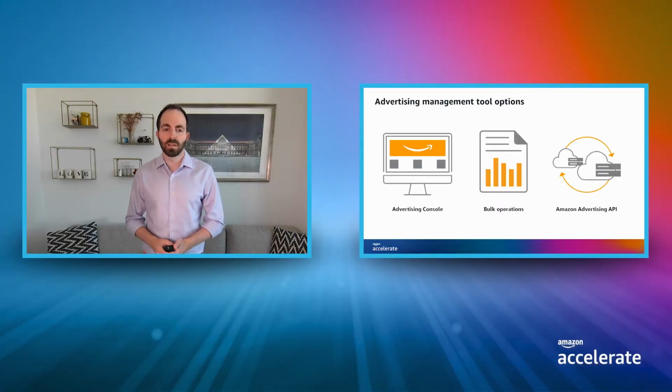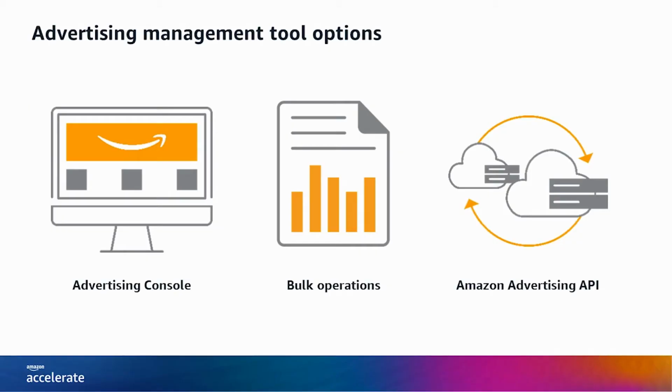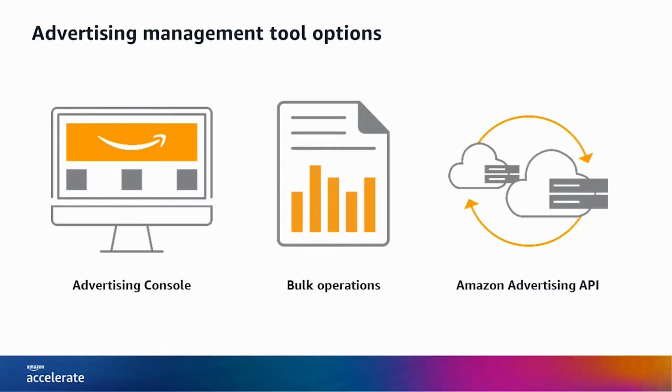The most important thing to know is that you have three main options to manage your advertising campaigns. The best choice for you depends on how many campaigns you run, how often you want to make changes, and how many operational or technical resources you have access to. Some companies find it easier to hire campaign managers, some may find it easier to outsource operations, while others have a great engineering team ready to build customized functionality. The three main ways to manage campaigns are the Advertising Console, Bulk Operations, and the Amazon Advertising API. These can be used individually or in any combination.